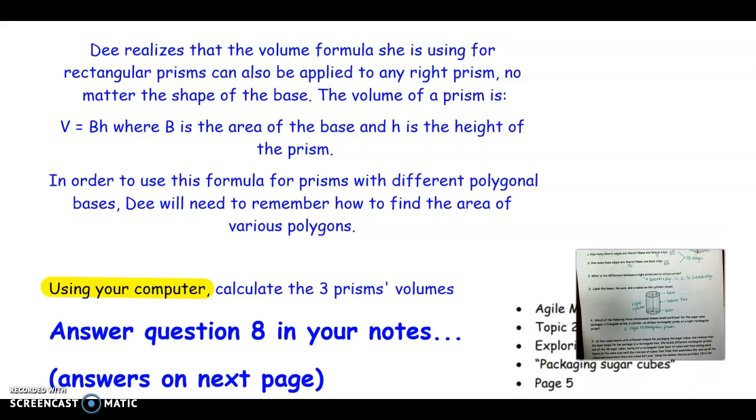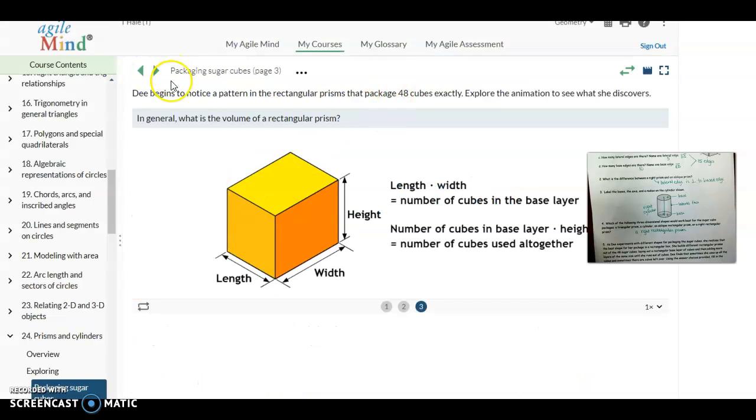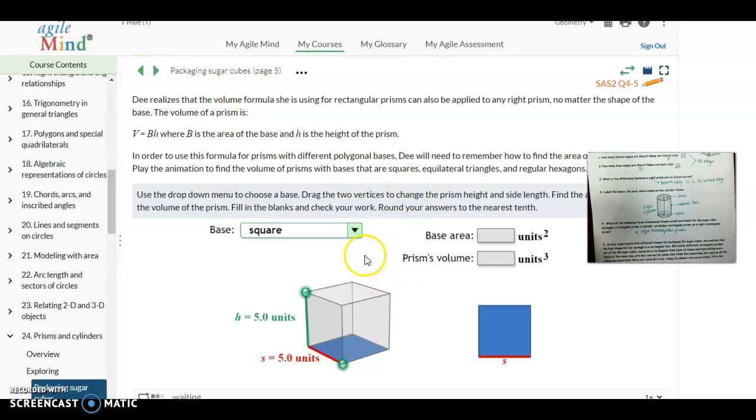So using your computer, you're going to go to AgileMind, which again is russellville.agilemind.com. Go to topic 24. Under Exploring, you're going to go to the title Packaging Sugar Cubes, and you're going to go to page 5, and you're going to answer question 8 in your notes. So on this page right here, this is page 5 of Packaging Sugar Cubes, you're going to change your base to a square, equilateral, and regular hexagon, because that's what's asked for.